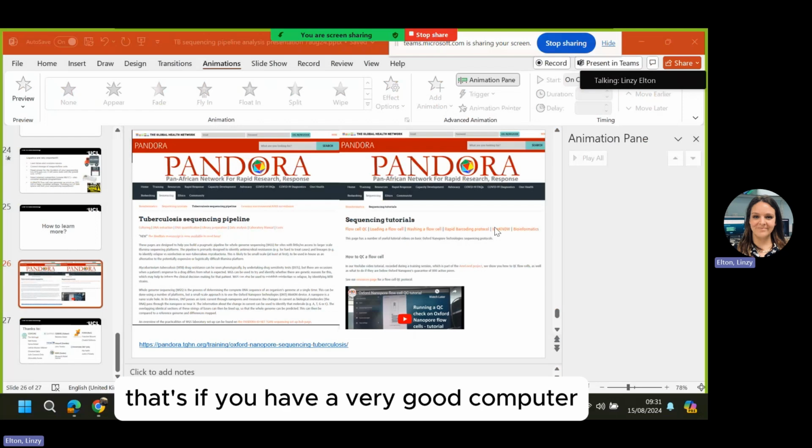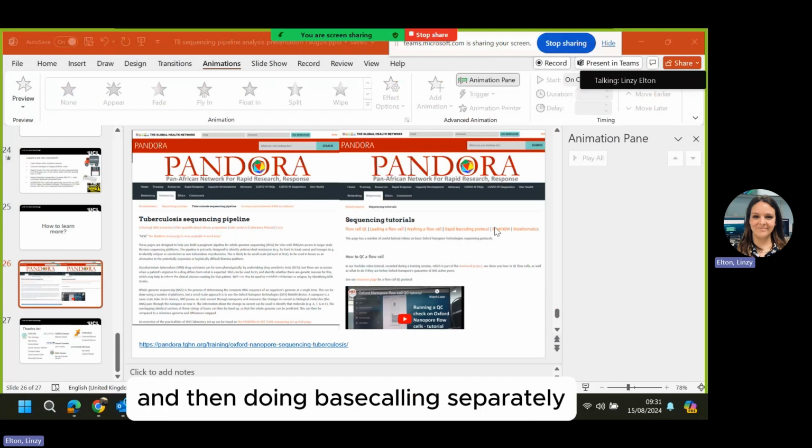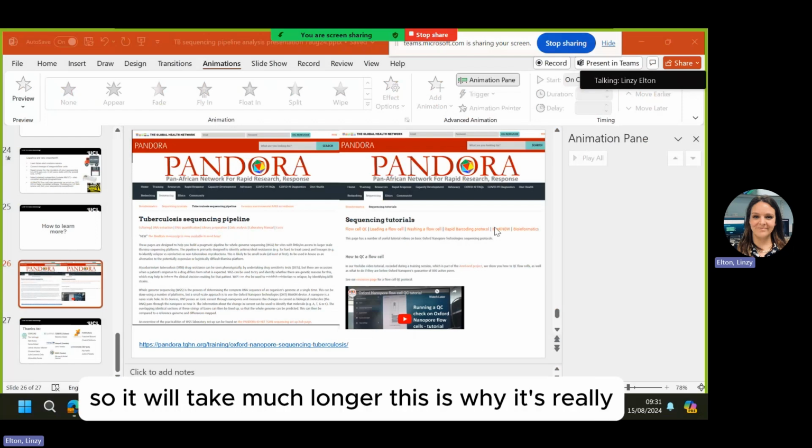That's if you have a very good computer. If you don't have a very good computer, I would recommend sequencing and turning off base calling and then doing base calling separately, because if you do both at the same time, your computer won't sequence as well. And the base calling will lag behind anyway, so it will take much longer.